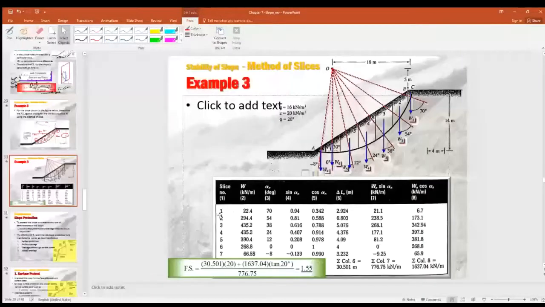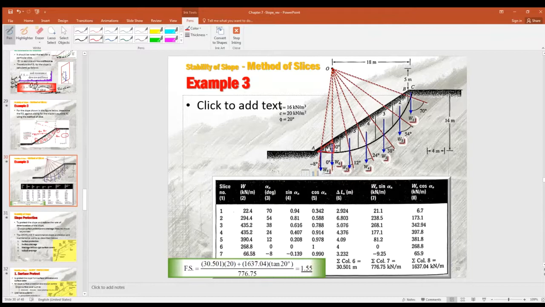For slice 1, what's the weight here? So you work out this area, and that gives you 22.4. What about for the other slice? Sorry, slice 1 is here. That is slice 7, right? Here is slice 7.